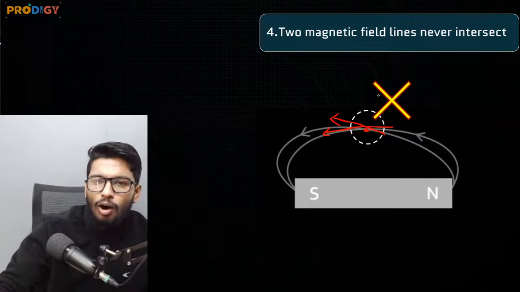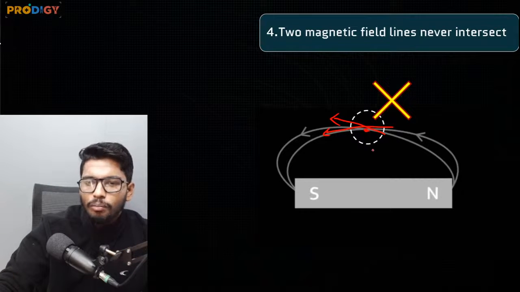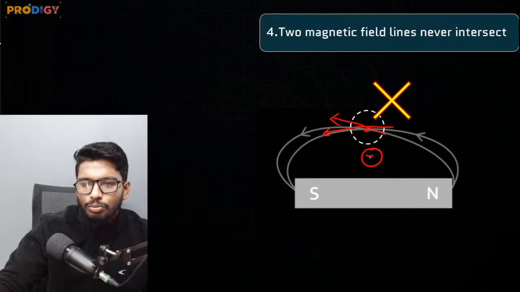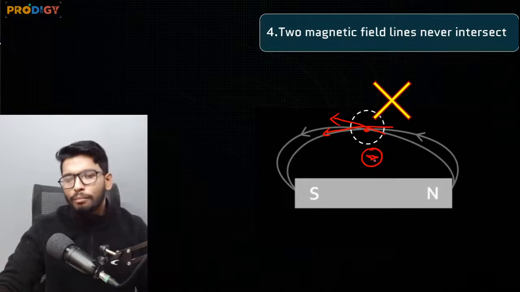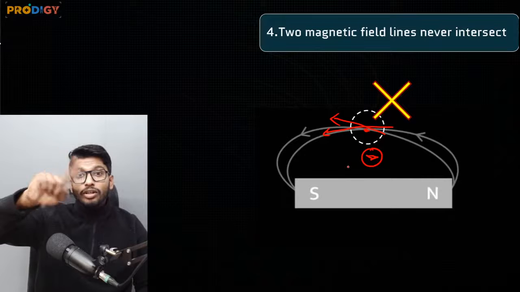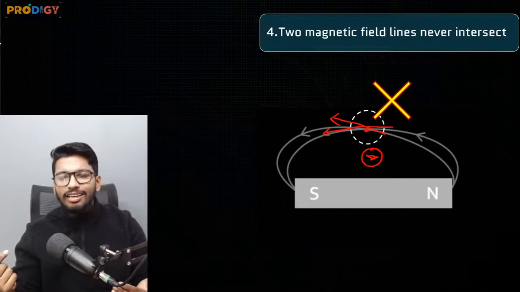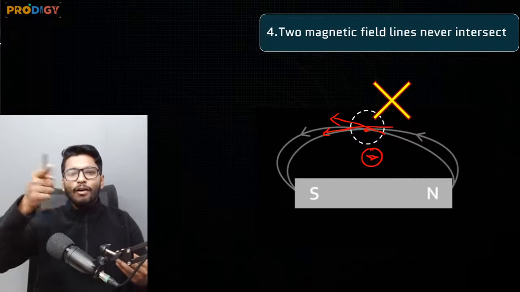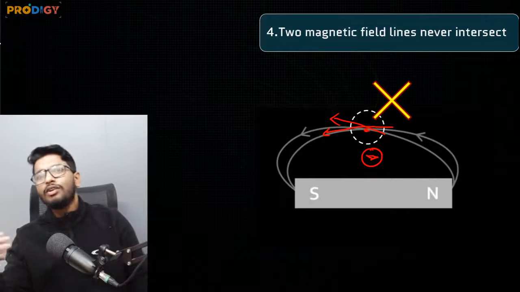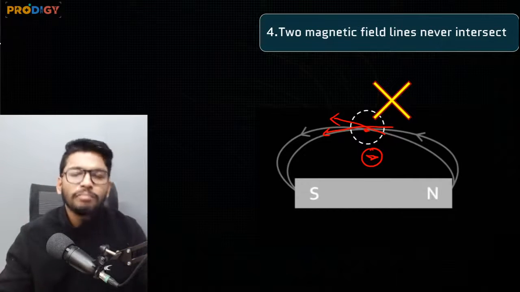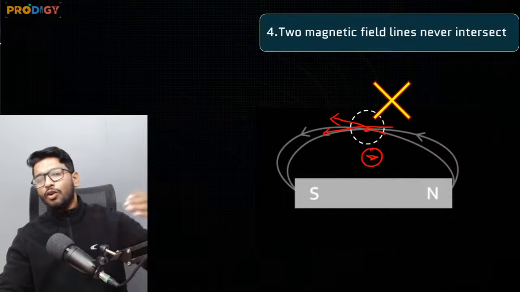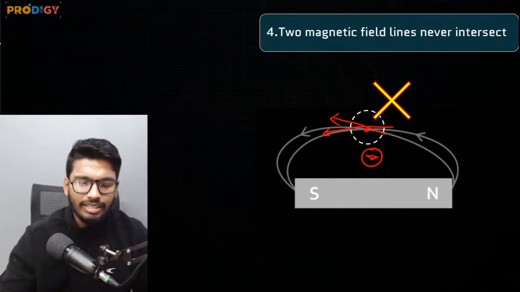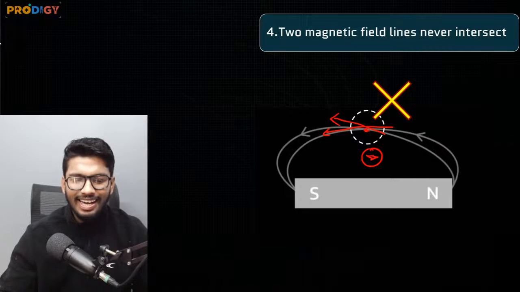Also, if you place a directional compass here, the north and south pole compass, you would have two north poles. You cannot have two separate north poles. You can't have a compass pointing in two different north directions. That is not physically possible. Because of this reason, no two magnetic field lines will ever intersect each other. All right, is that clear?